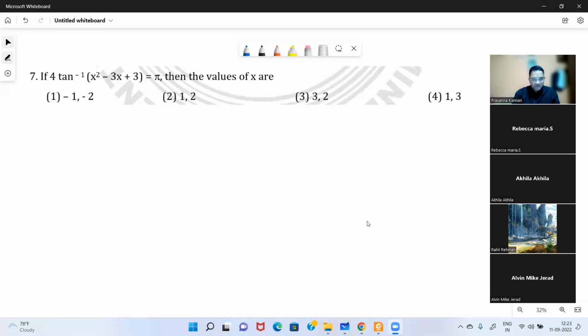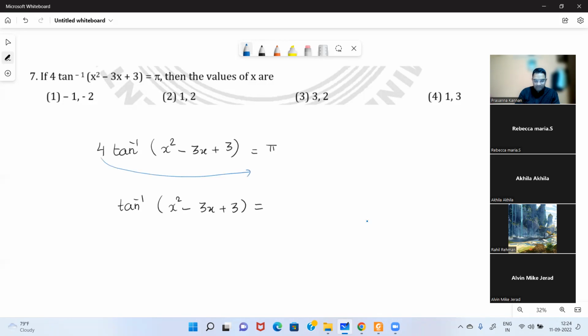Now let's go to the next question. If 4 tan inverse of x square minus 3x plus 3 is equal to pi, then what are the possible values of x? So what is given here? 4 tan inverse of x square minus 3x plus 3 is equal to pi. So what is tan inverse of x square minus 3x plus 3? I can bring this 4 down, right? So what will it be?